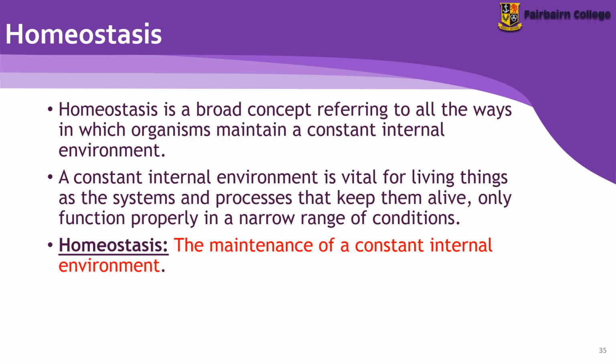The last aspect of human nutrition that we're going to talk about is homeostasis and the homeostatic control of blood glucose levels. But before we can dive into that, we must first understand what is meant by homeostasis. Homeostasis is a broad concept referring to all the ways in which an organism maintains a constant internal environment. It is necessary that organisms maintain a constant internal environment, as the systems and processes that keep them alive only function within a narrow range of conditions. So the definition for homeostasis that we use is the maintenance of a constant internal environment.